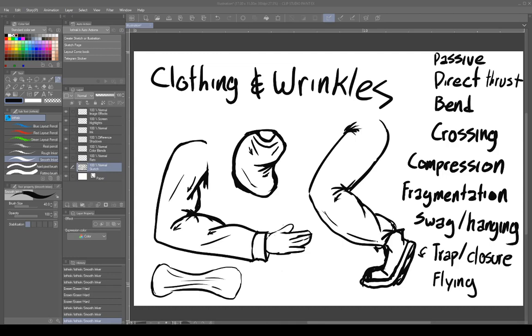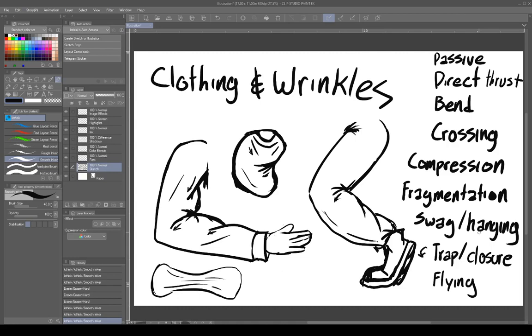Today we're going to be covering clothing and wrinkles. We're going to be covering a number of ways to think about wrinkles. All of these list items that you see on the right of the screen are ways of thinking about wrinkles.